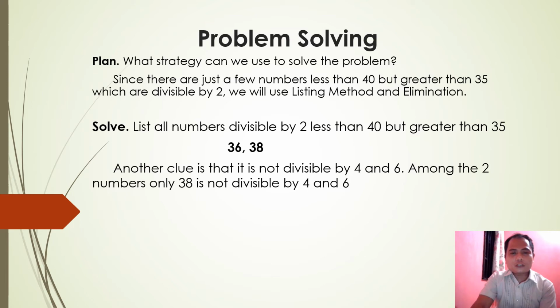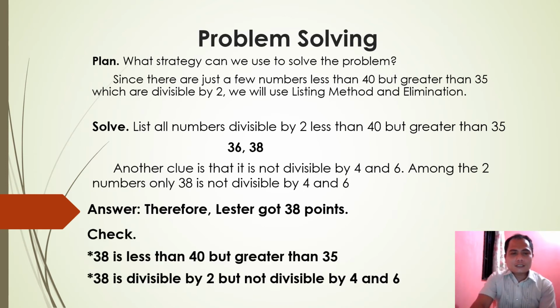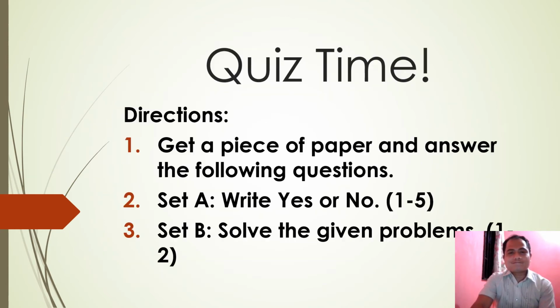So therefore, yung 36, pwede siyang divisible sa 4, which is 9. Yung 36 divided by 6 is also 6. So meaning, Lester got 38 points. Okay? Let's check our answer. 38 is less than 40 but greater than 35. So check. 38 is divisible by 2 but not divisible by 4 and 6. So another check. Okay, did you get our answer?